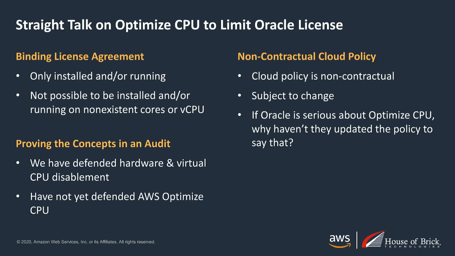So with that, I will turn it back over to Nick for a little bit more straight talk on optimizing CPUs and how to limit Oracle licenses on AWS. Thank you, Clancy. The optimized CPU feature that Quincy was just describing is a very key feature if you want to deploy Oracle workloads into AWS EC2 or RDS in a way that is extremely license effective. It is using that feature that House of Brick is often able to help our clients migrate into AWS while simultaneously keeping their net license expenditure the same or even potentially lowering it.